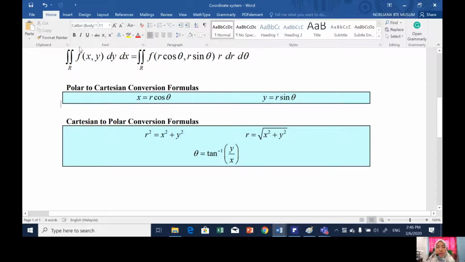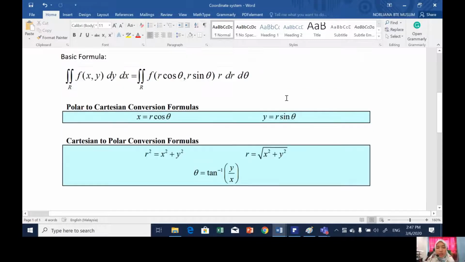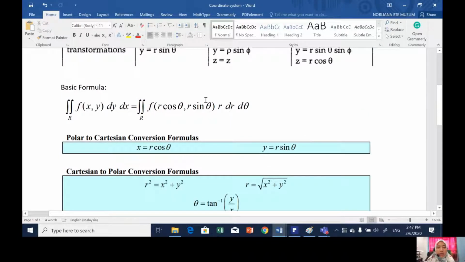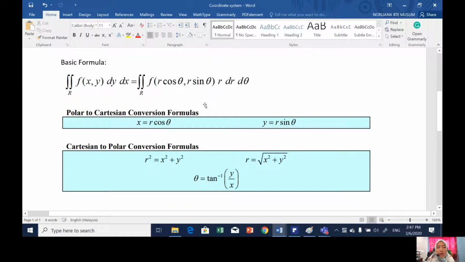So we can summarize the conversion as follows. Polar to Cartesian, this is the conversion: x is equal to r cos theta, y is equal to r sin theta. That comes from the basic formula actually. And from Cartesian, meaning x, y, to polar coordinates in terms of r and theta, it will be given here.